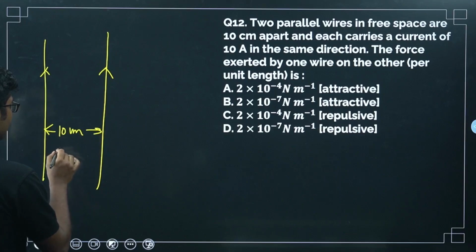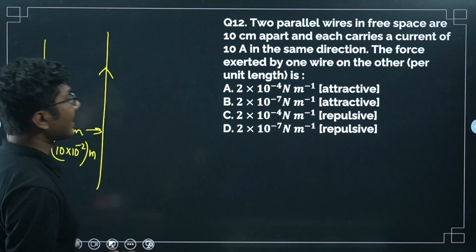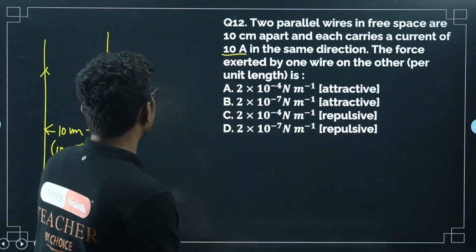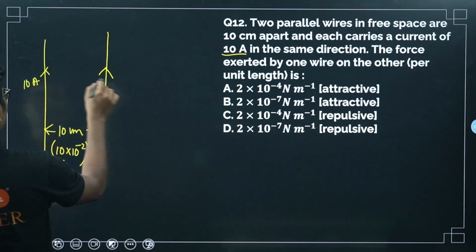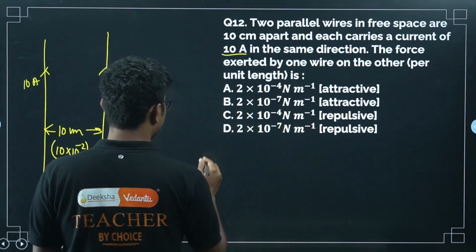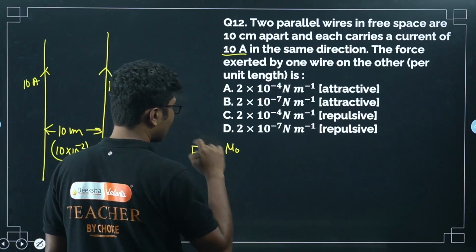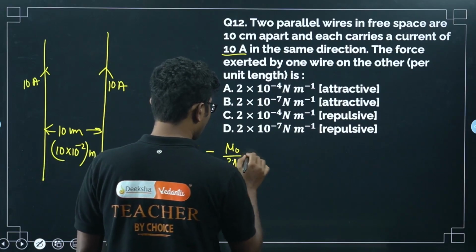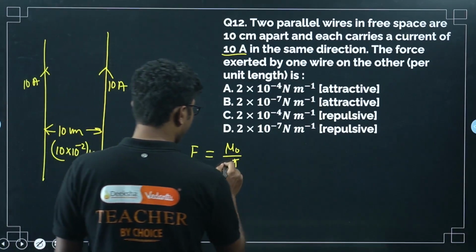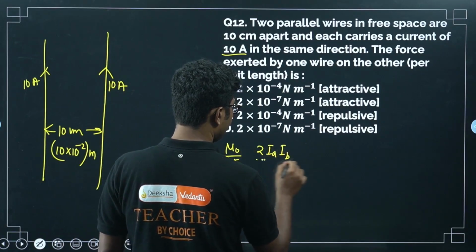Okay, 10 centimeter means 10 times 10 to the power of minus 2 meter, right? Now what else? Both wires carry a current of 10 ampere in the same direction. The force exerted by one wire on the other is mu naught by 2 pi, or what I have done, mu naught by 4 pi times 2 Ia Ib by d.